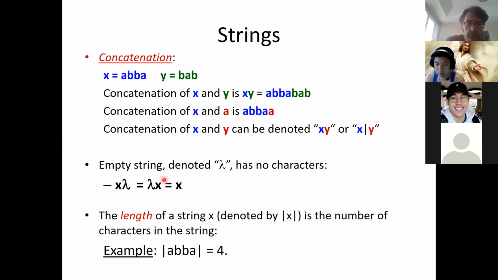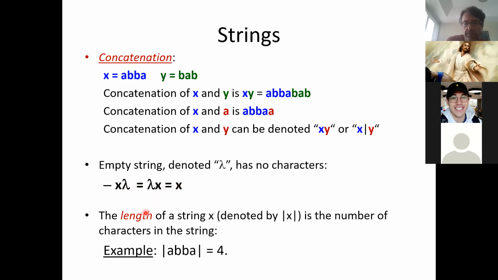And there is a special symbol for the empty string with no characters. It is the only string that satisfies this relation: if I concatenate any X with lambda, I get that string, and if I concatenate lambda with that string, I get that string back.